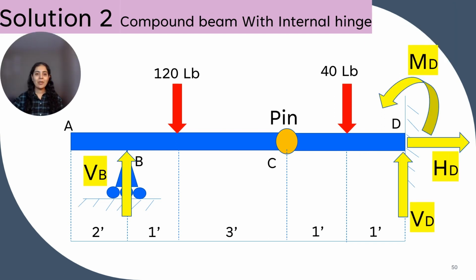Now, for the solution, we have represented reactions at each type of the support. At support B, it is roller support, so vertical reaction perpendicular to the roller, and at support D, which is a fixed support, so there will be horizontal component HD, vertical component VD, and a moment which is assumed as anticlockwise.